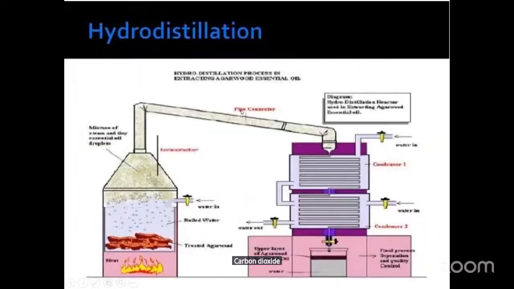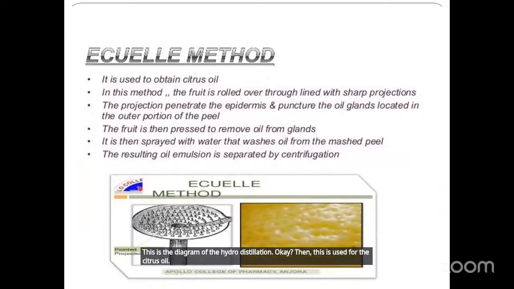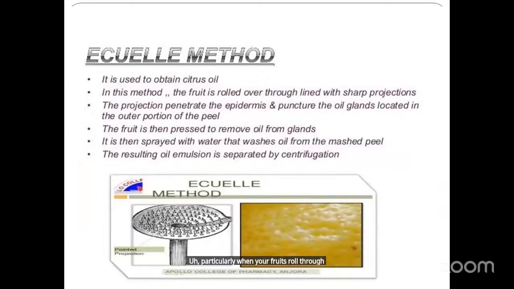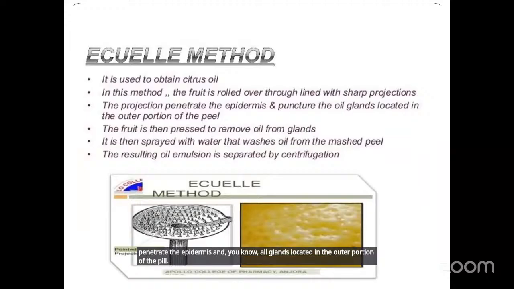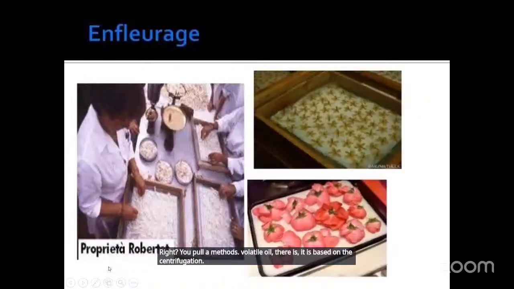So this is the diagram of the particularly hydrodistillation, right? This is the diagram of the hydrodistillation. Okay. Then Eucalypt method. This is used for the citrus oil, particularly whenever fruits roll through the sharp projection, penetrate the epidermis and oil glands located in the outer portion of the peel. In this case, you have to remove the oil from the glands, right? Eucalypt method, volatile oil, it is based on the centrifugation.